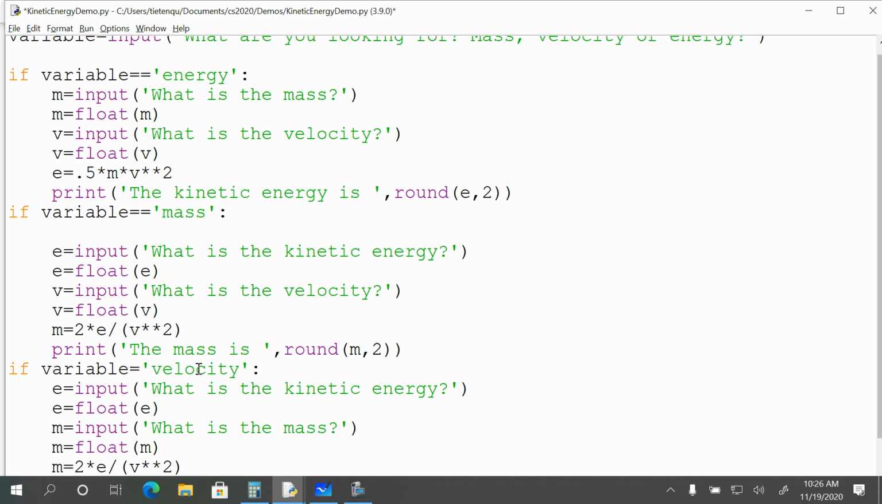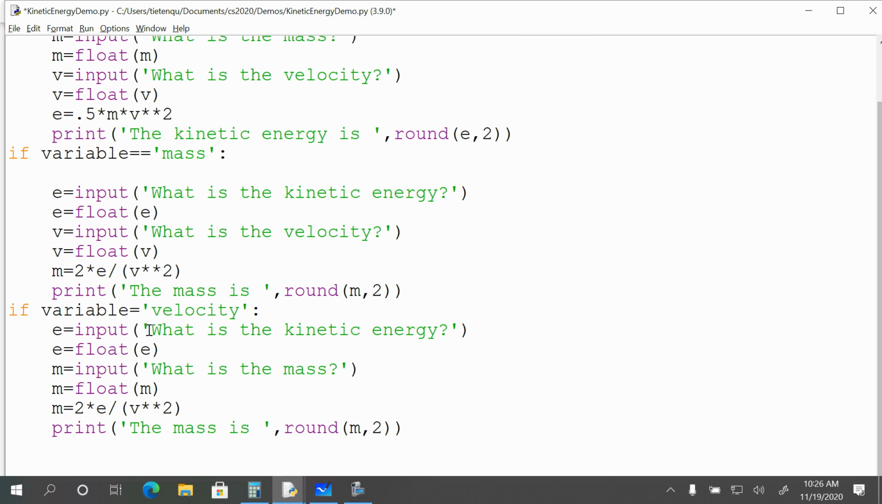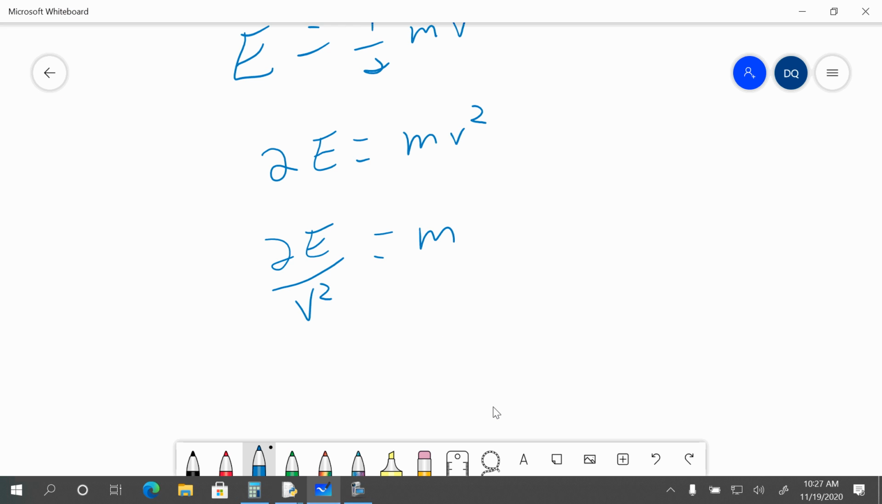So if I'm looking for velocity, I must ask the user what is the kinetic energy, what is the mass, and then I've got to calculate the velocity. And then finally, I will say the velocity, and I'll put a v there. Okay, so how do I find the velocity? Let's do a little bit of math to this.